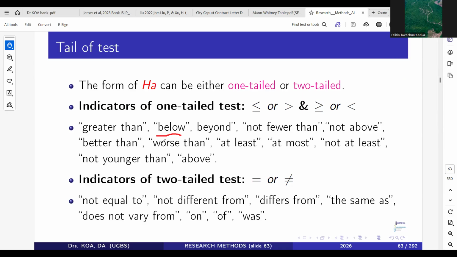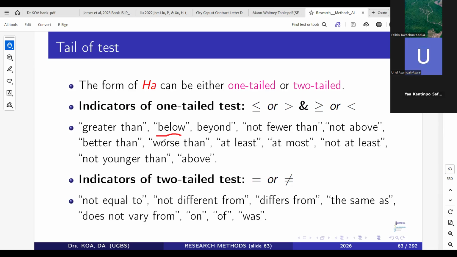Not above. Felicia. Less or equal to. Less than or equal to. Very good.